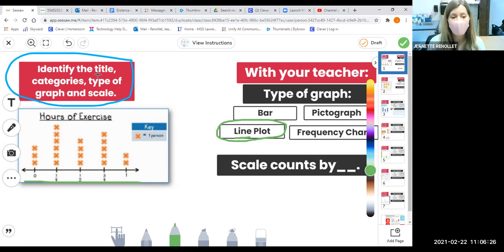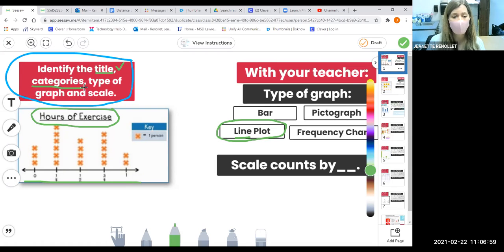Let's look next for the title. On a graph, there will always be a title that helps us know what type of information we are collecting. The title says hours of exercise. So the data or information in this graph is all about how many hours people are exercising. We have just identified the title together.